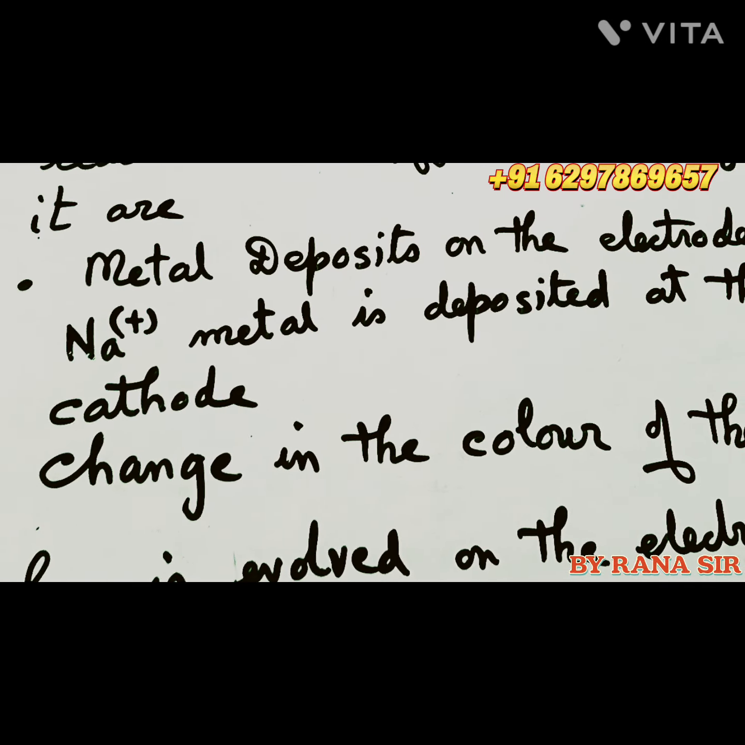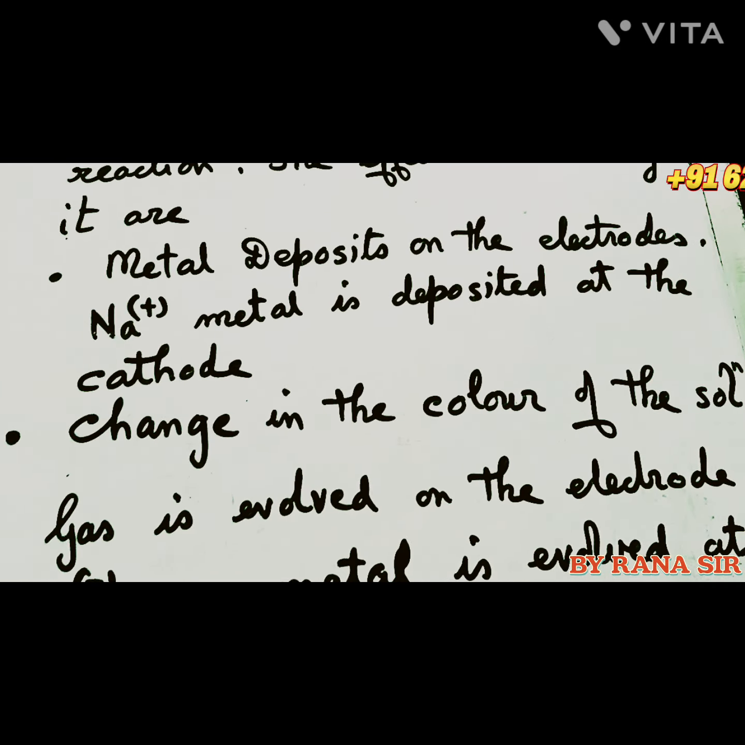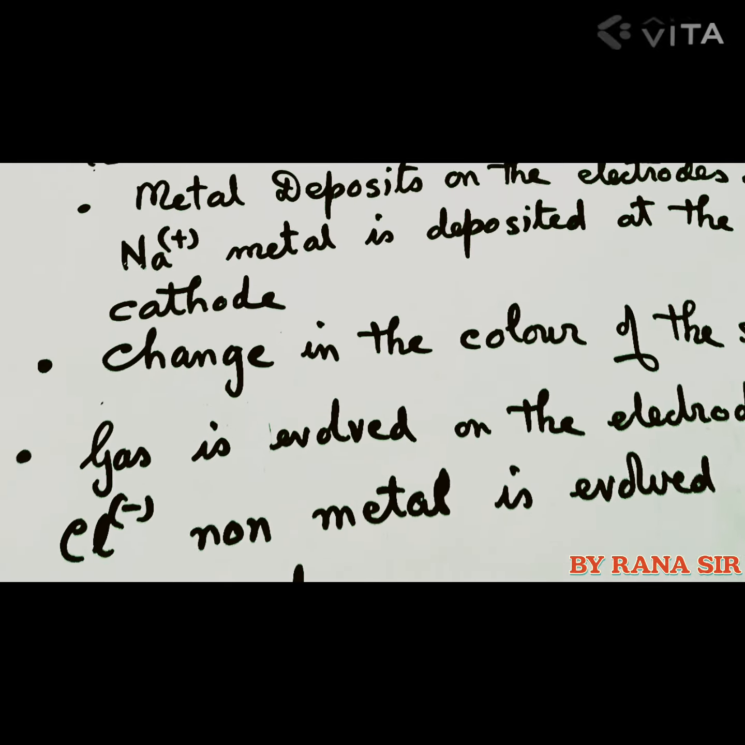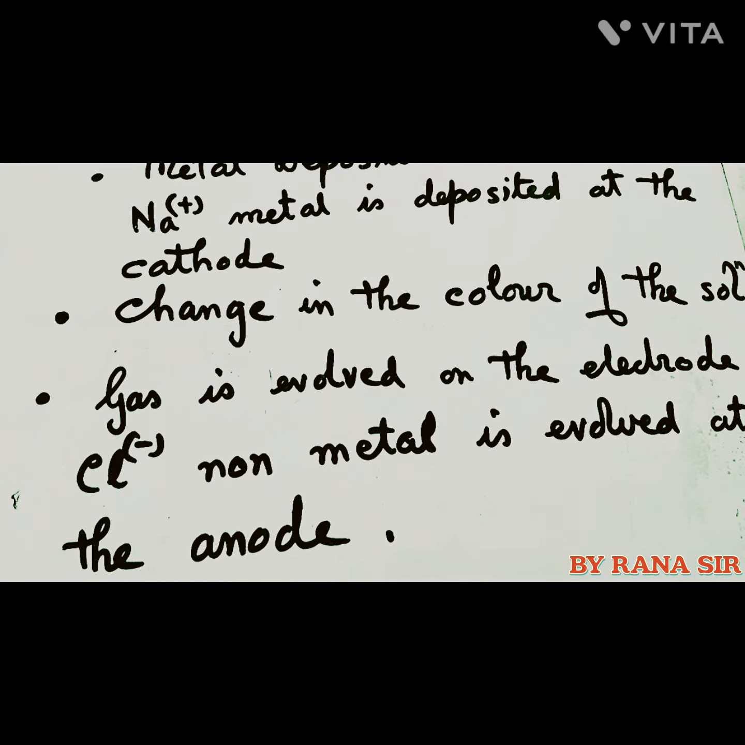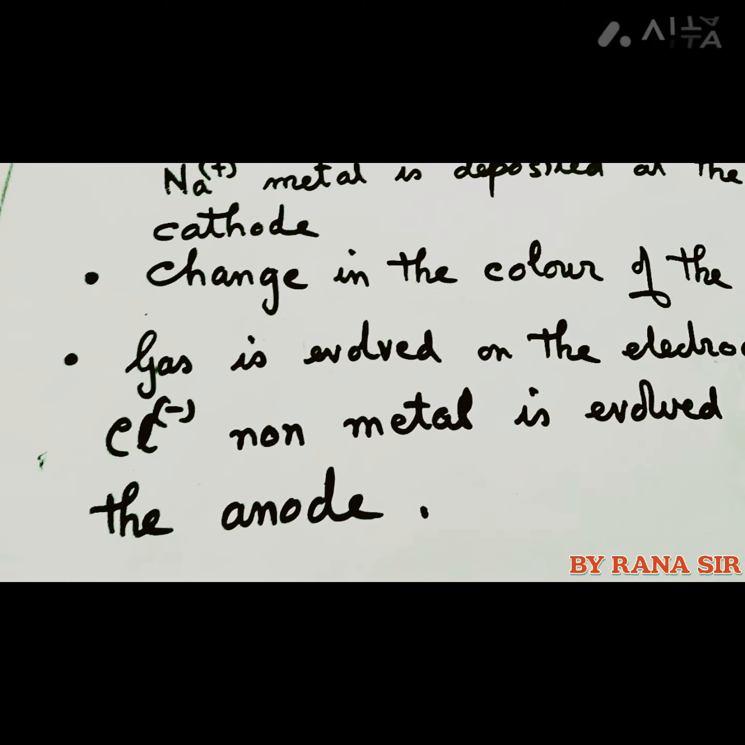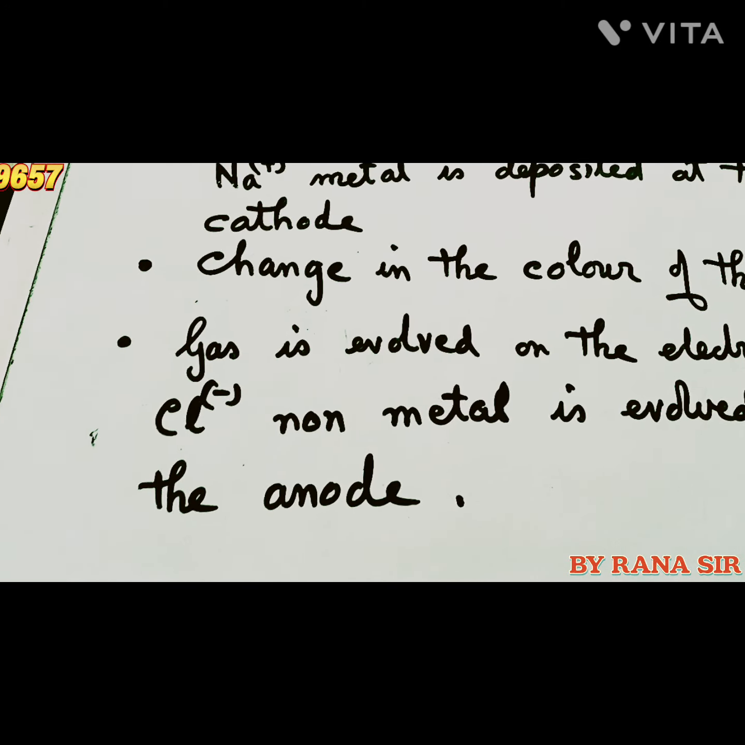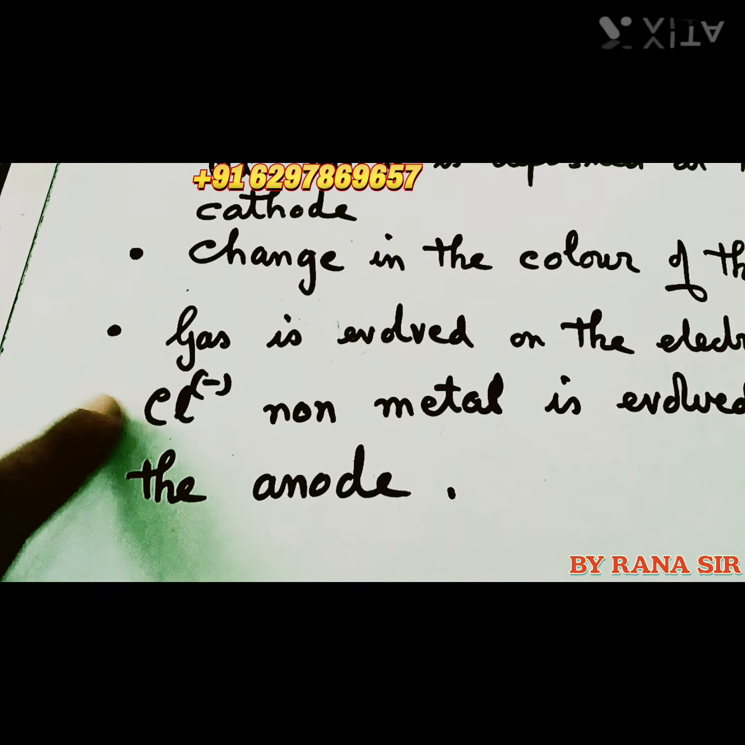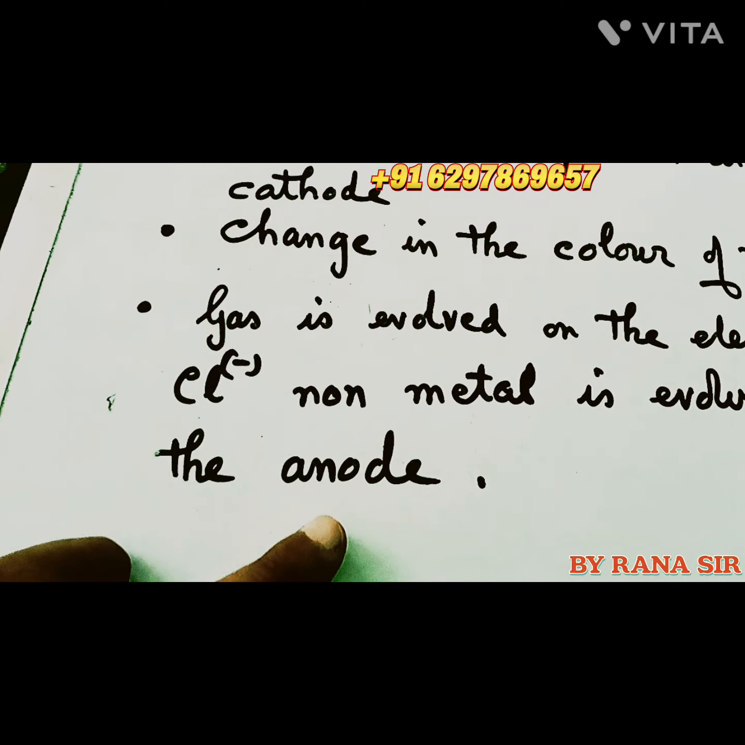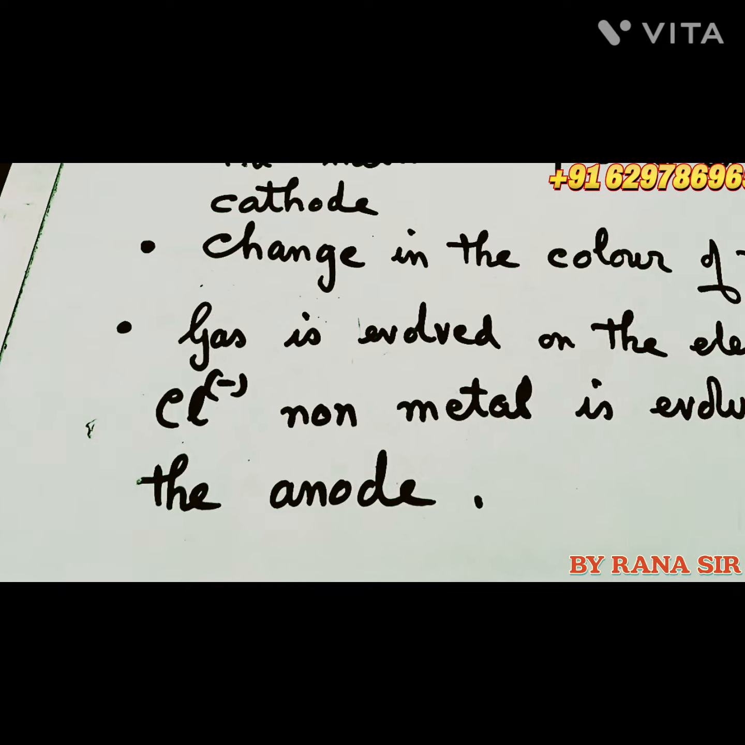Another effect is a change in the color of the solution. What is the solution? That's the electrolyte. Last, gas is evolved at the electrode, that is chlorine. The Cl negative ion, that is the chloride ion, a non-metal, is evolved at the anode. Anode is the positive terminal, so the negative ion gets attracted towards the positive terminal.